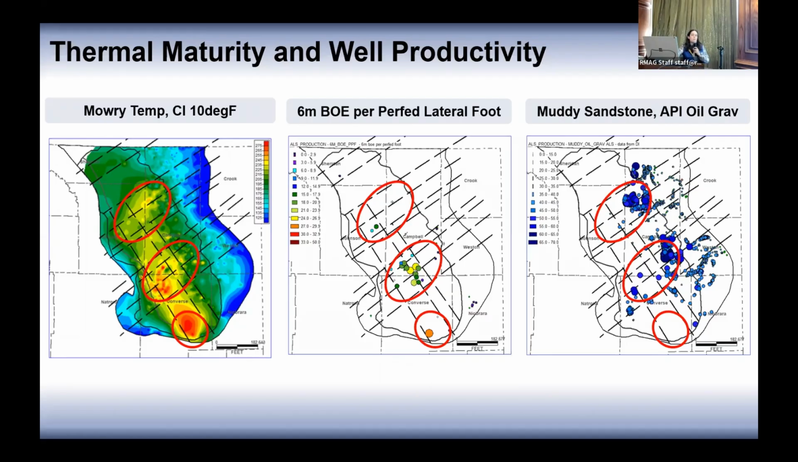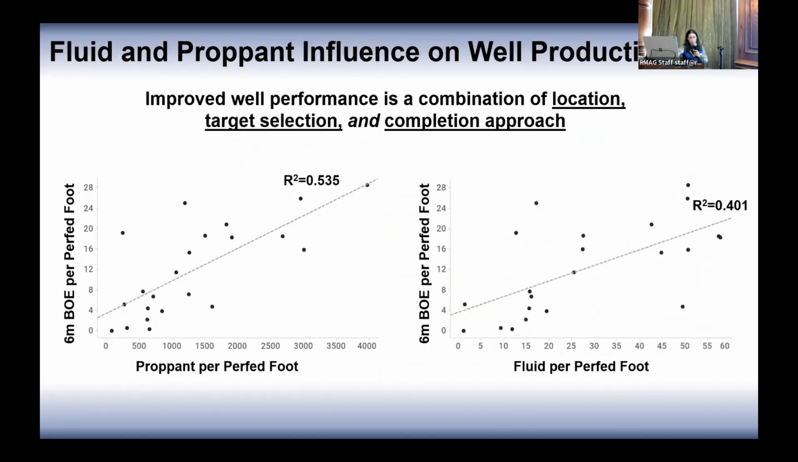So we know where you'd want to drill in the Mowry stratigraphically. We understand the middle looks to be the best. We understand that you want to be on top of these hotspots, but it's not just where in the Mowry you drill and where in the basin you drill, but there's also this component of how you complete the well. So looking here at the trends in proppant per foot versus 6-month BOE per foot, so all this is normalized, we see that you get better wells when you use more proppant, and similarly, you're getting better wells as you use more fluid. At some point, yes, there's going to be diminishing returns on that, but the general trend is to have higher amounts of proppant, more fluid to move that proppant, and that is resulting in better wells.